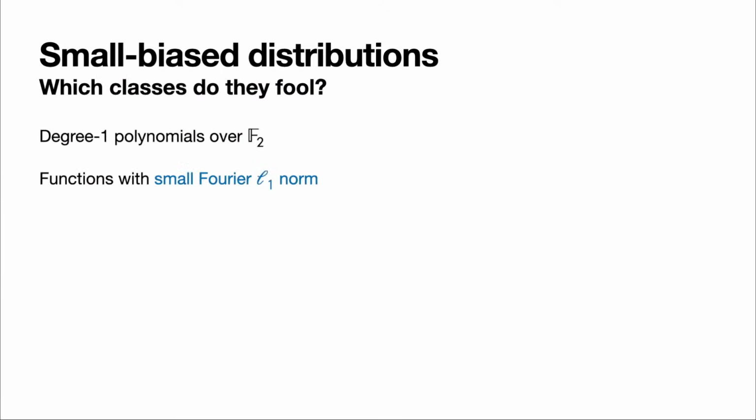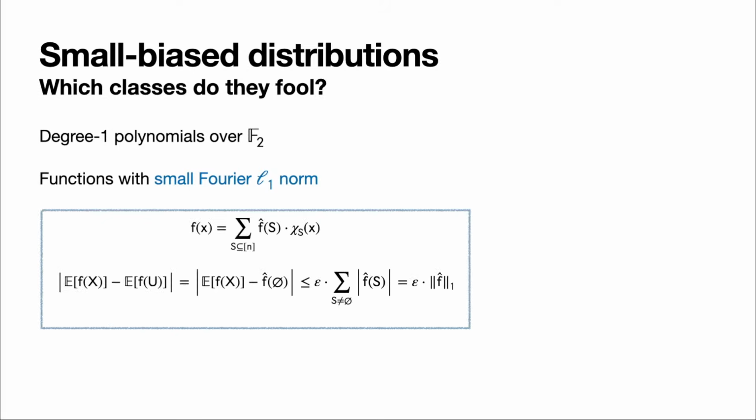So which classes do small bias distributions fool? Of course, degree 1 polynomials over F2, but also functions with small Fourier L1 norm. What do I mean by that? Take any function. Let's write it in its Fourier form.